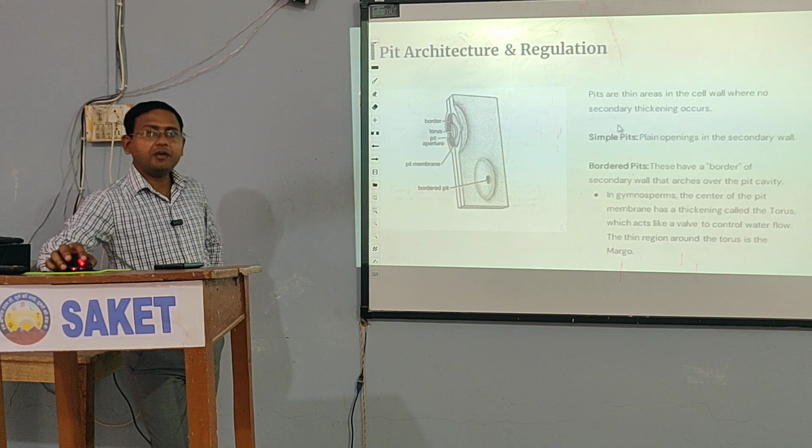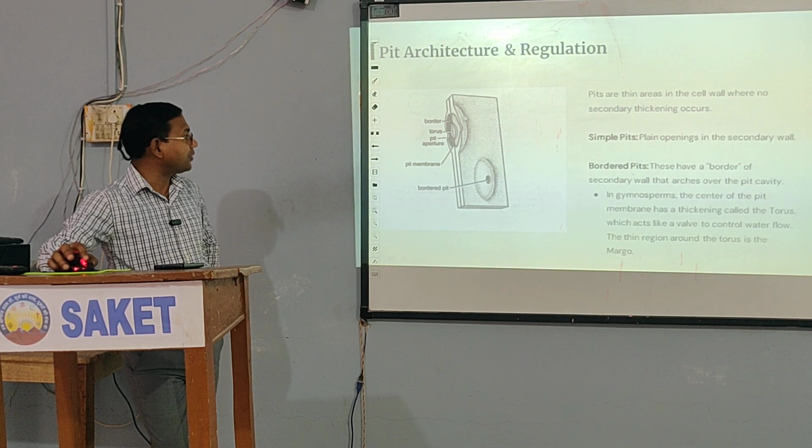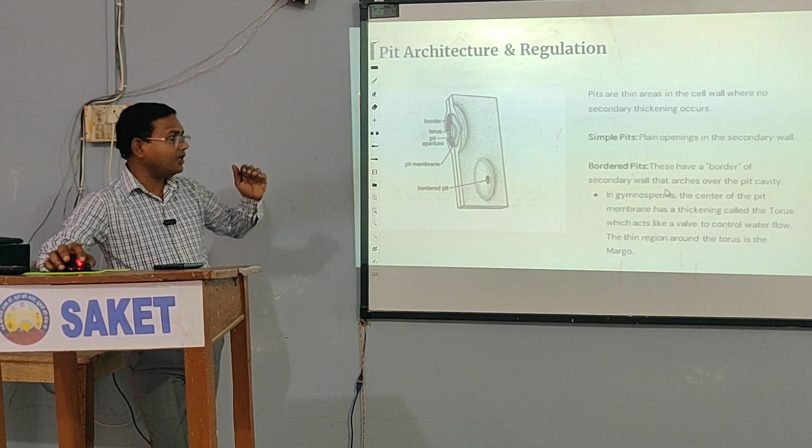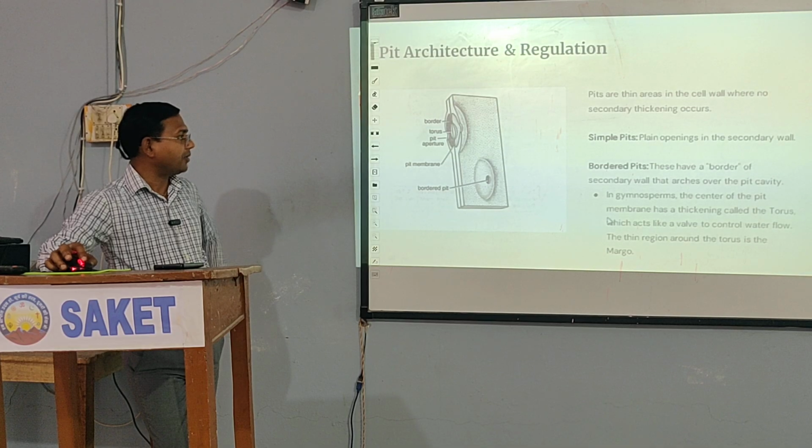And pits can be of two types. Simple pits have plain openings in the secondary wall, while there are bordered pits, as we can see here. These have a border of secondary wall that arches over the pit cavity. So this is the pit cavity, and we have a border around it. It arches over the pit cavity.